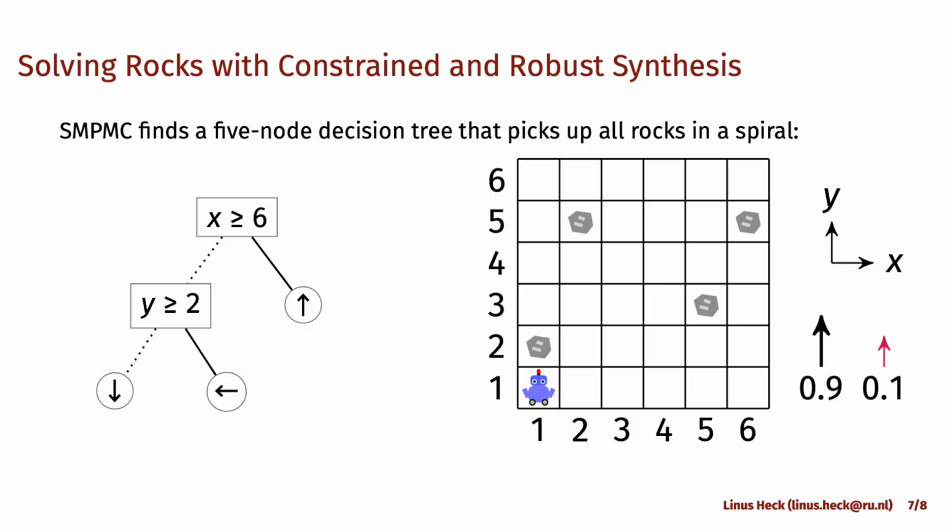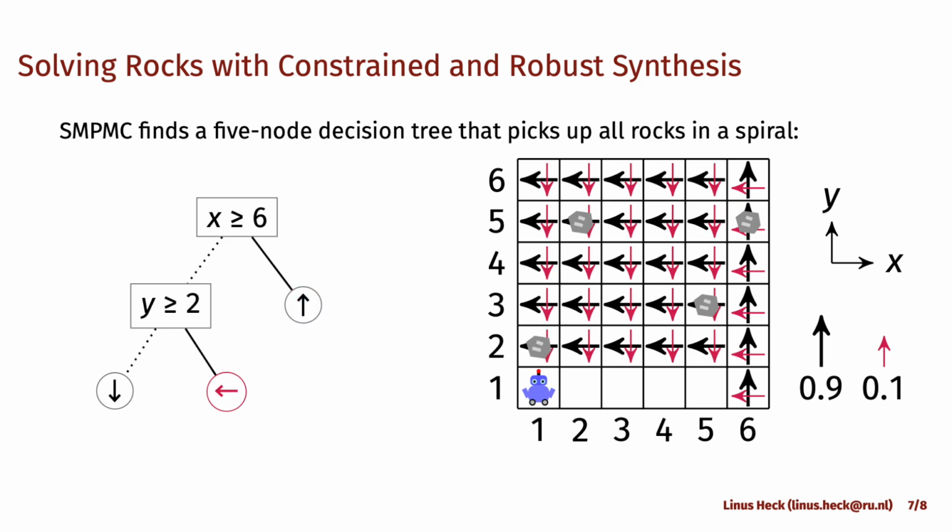For this example, SMPMC finds this 5-node decision tree that solves the problem. That means it makes the robot pick up all rocks with probability 1 eventually. And how it works is that it picks up all rocks in a spiral. If x is bigger or equal than 6, we go up, and there we could slip left. If that's not the case, but y is bigger or equal to 2, we go left, and there we could slip down, and otherwise we go down, and there we could slip right. The policy of the robot, combined with these slipping dynamics, creates a Markov chain where the spiral effect ensures that we will eventually visit every cell, and that means that we will pick up all rocks with probability 1 wherever the rocks are.